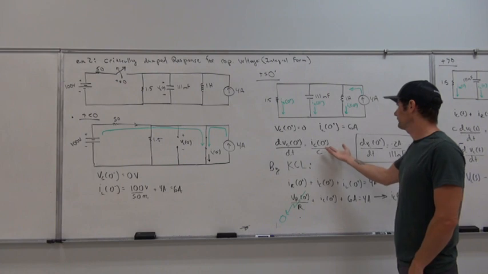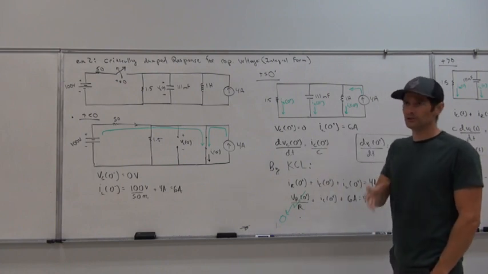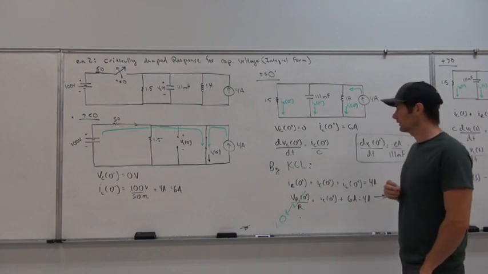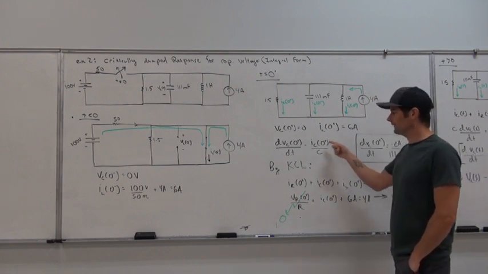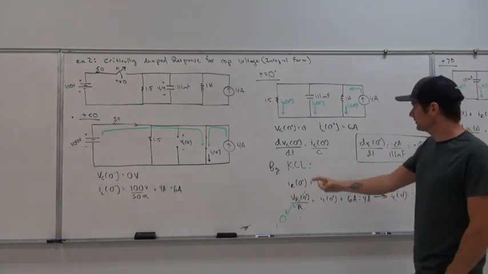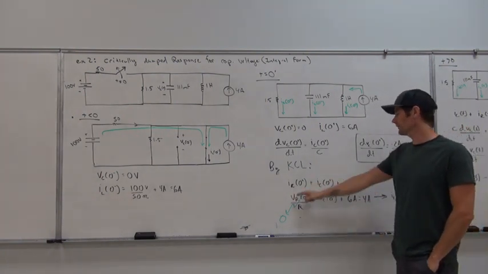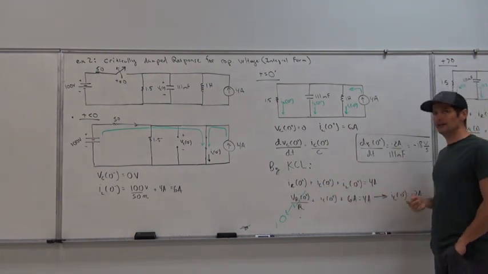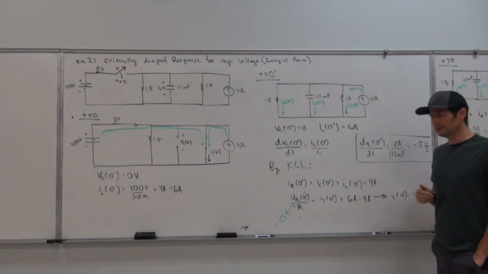So what would IC of 0 plus be? Remember that the voltage can instantaneously change. The current through the capacitor can instantaneously change. So we have to find this by evaluating the KCL equation. That KCL equation evaluated at t equals 0 plus: IR of 0 plus, IC of 0 plus, IL of 0 plus, and that's equal to 4 amps.